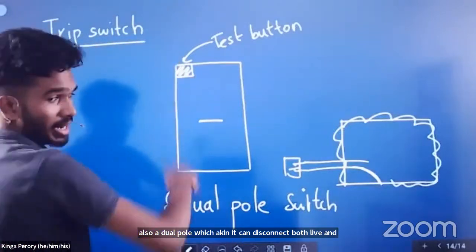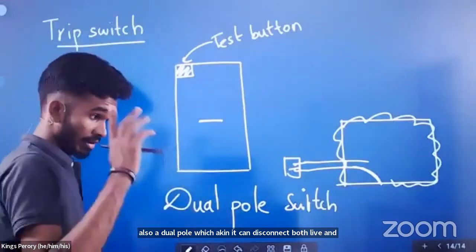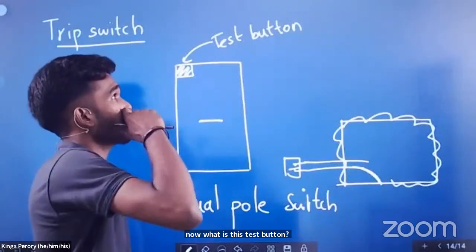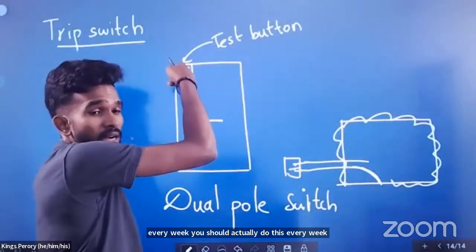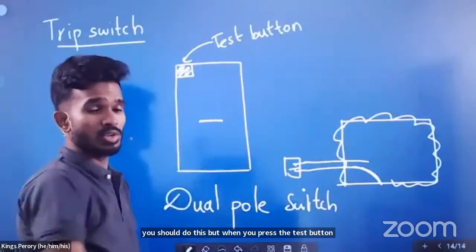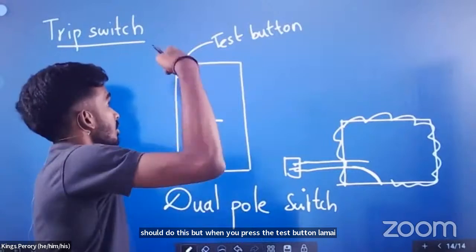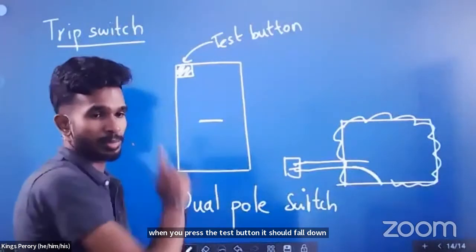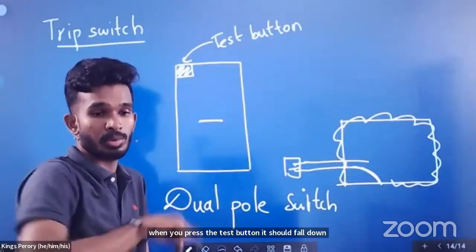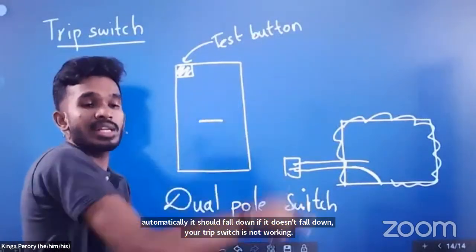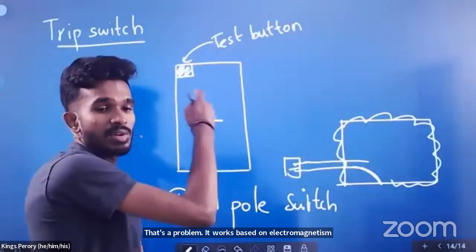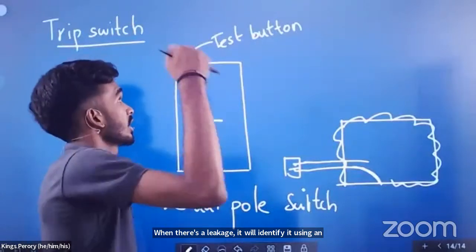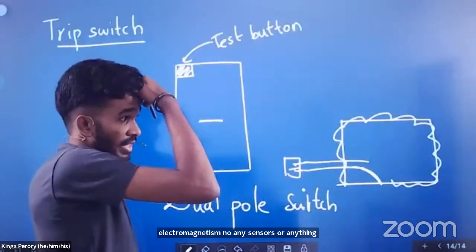Now what is this test button? Every week you should do this. When you press the test button, the trip switch should fall down automatically. If it doesn't fall down, your trip switch is not working. That's a problem. It works based on electromagnetism inside. When there's a leakage, it will identify it using electromagnetism. No sensors or anything. So you need to press it and see whether the trip switch is working.